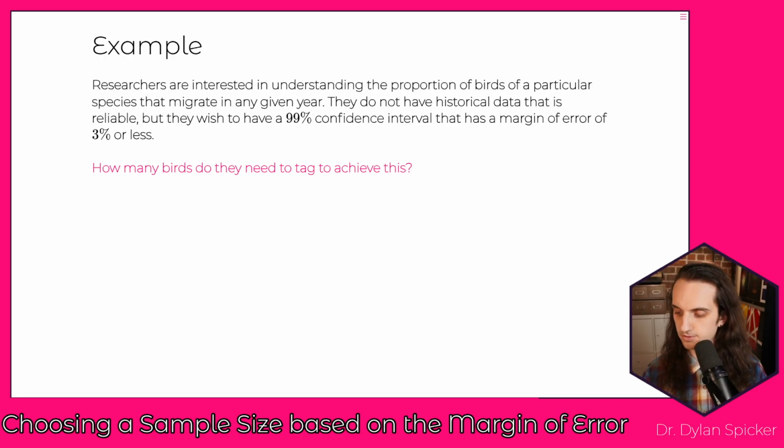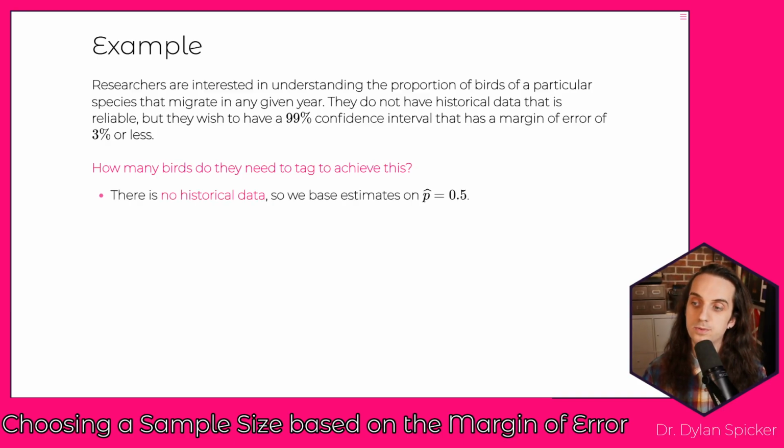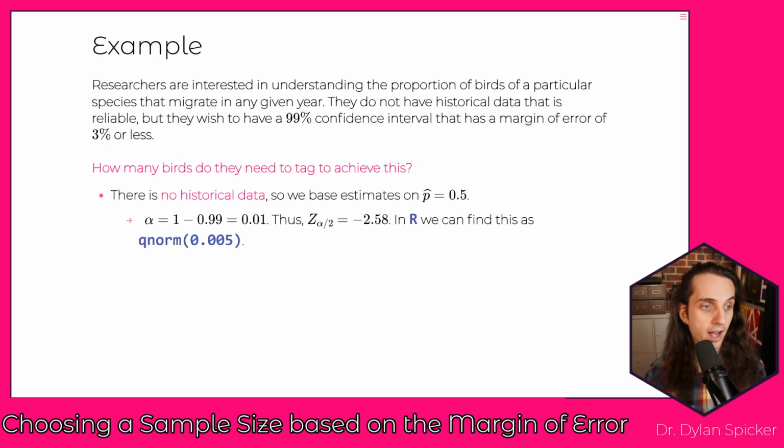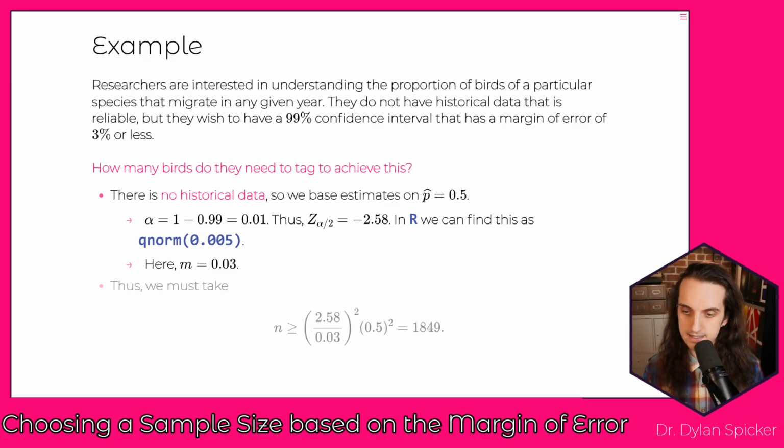So we can start pulling through the information here, right? We base this on p hat equals 0.5. The alpha in this case, because we want a 99% confidence interval, is 1 minus 0.99, so 0.01. So z alpha over 2 is 2.58, right? We can get this using the qnorm function in R, where alpha over 2 here is going to be 0.005. M, the margin of error, is going to be equal to 0.03. It's 3% in this case, okay?